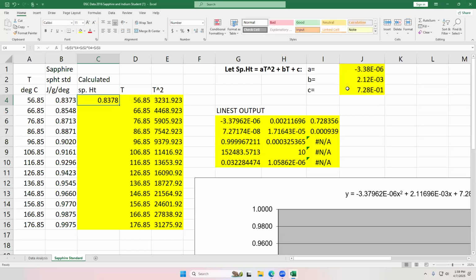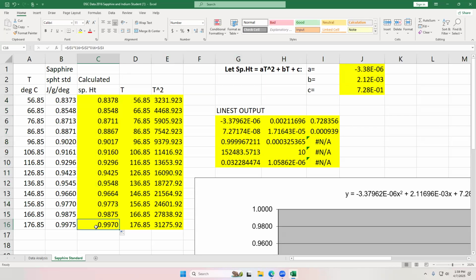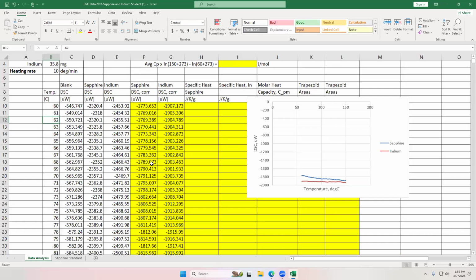So 8373 versus 8378 is pretty close agreement right there. Okay, 0.9975, 9970, 9875 is almost exact. 9845, 9848, so pretty good fit. Okay, so now we have A, B, and C, which you can use to calculate the specific heat of sapphire from 60 to 150 degrees over here.